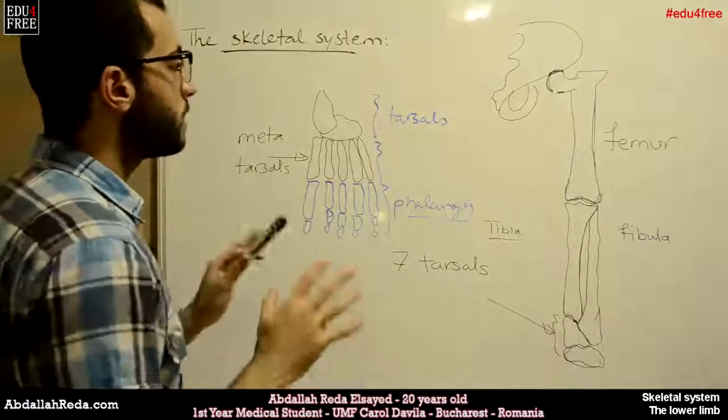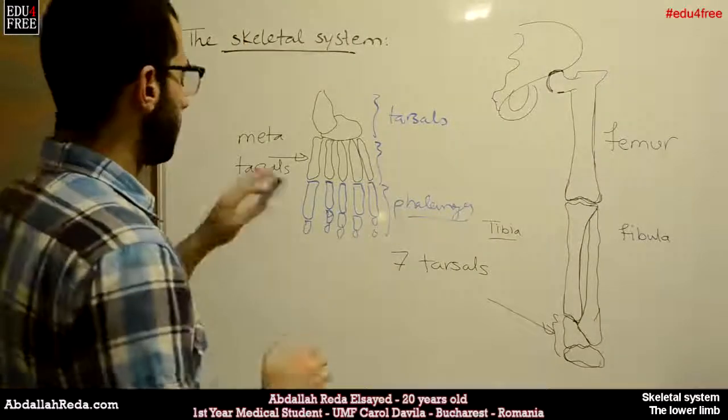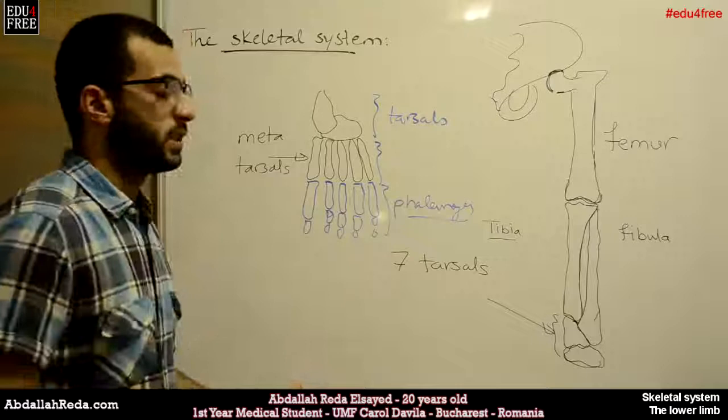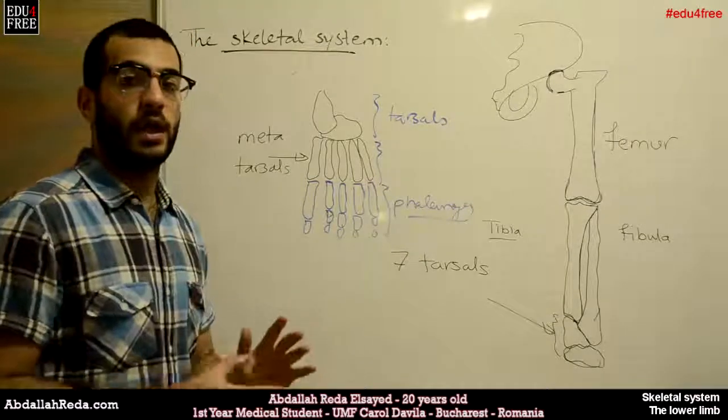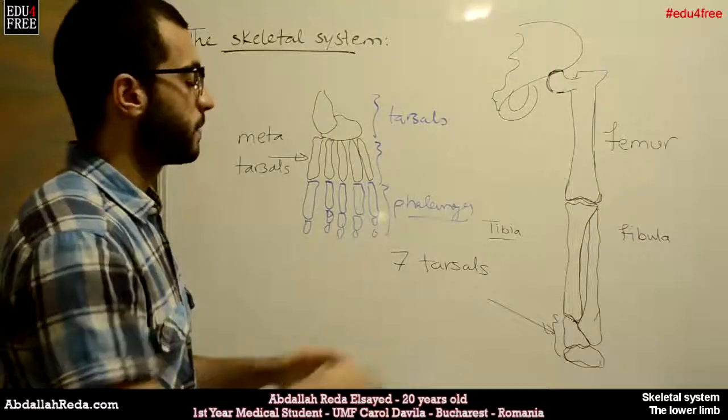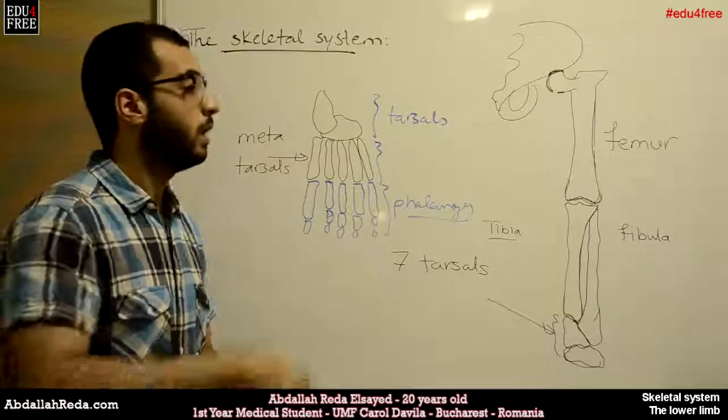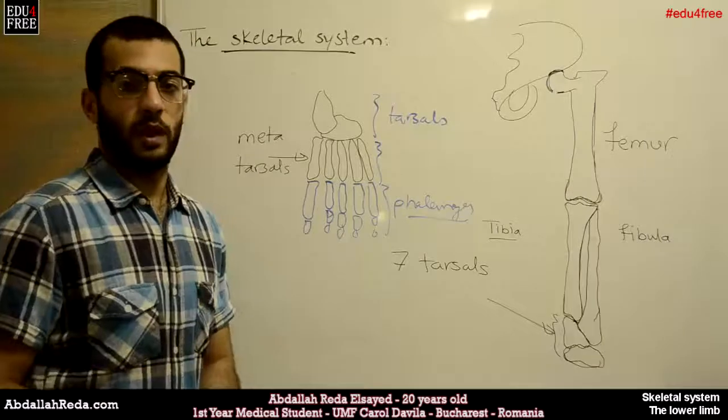So this is a quick review of the lower limb. I hope it was easy. So now we're done with the skeleton. Next time we're going to talk about the concept of movement in living organisms, and we'll start with plants as usual, and then we're going to talk about movement in humans.